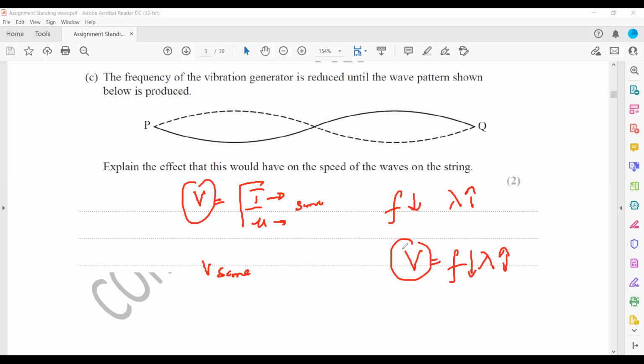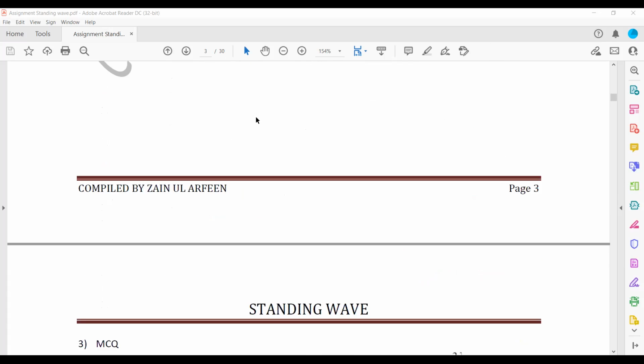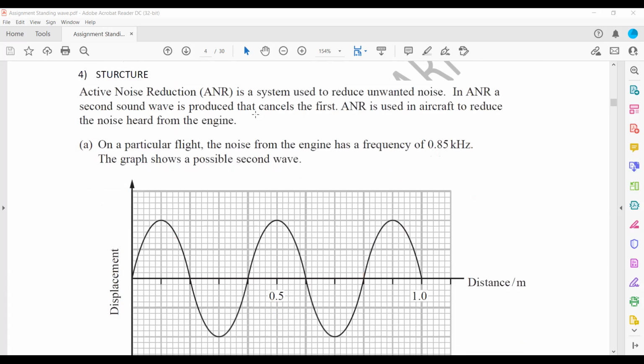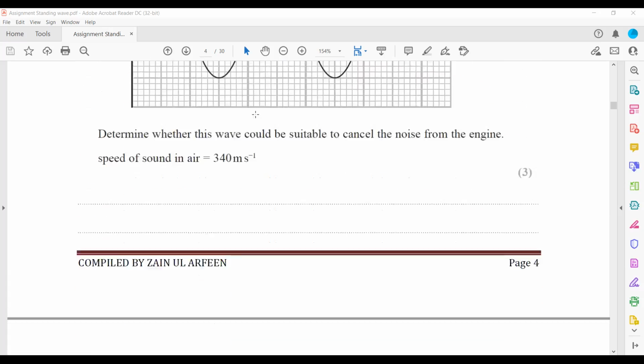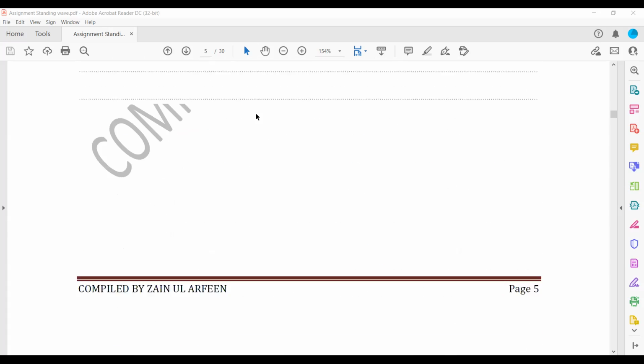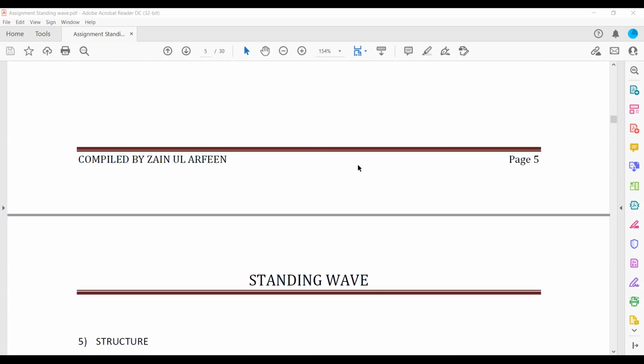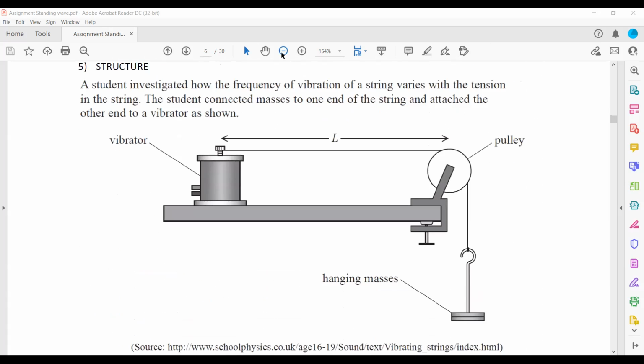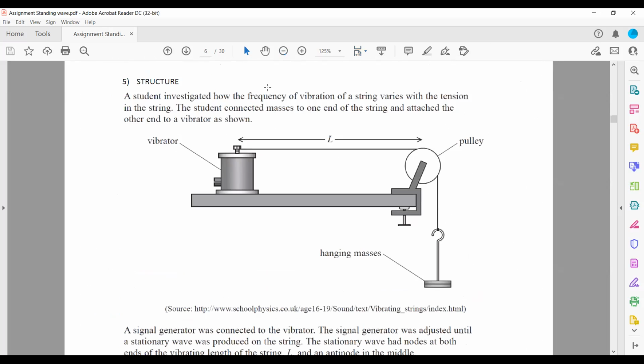So the speed of the wave in a string changes either by changing the mass per unit length or using a different string, or by changing the tension in the string. Some of the topics, like interference, we will discuss later, but now we are specifically discussing standing waves.